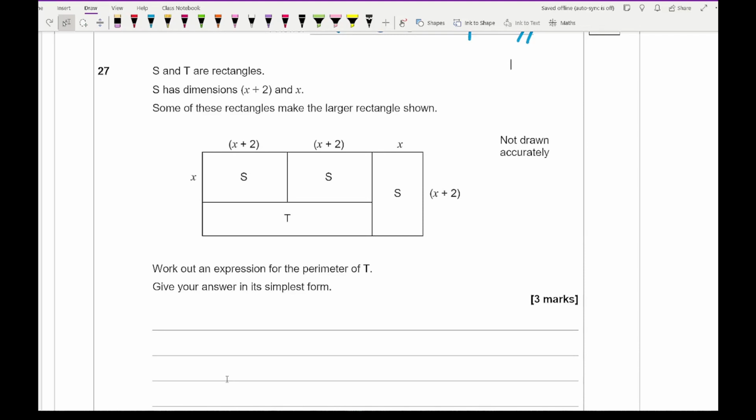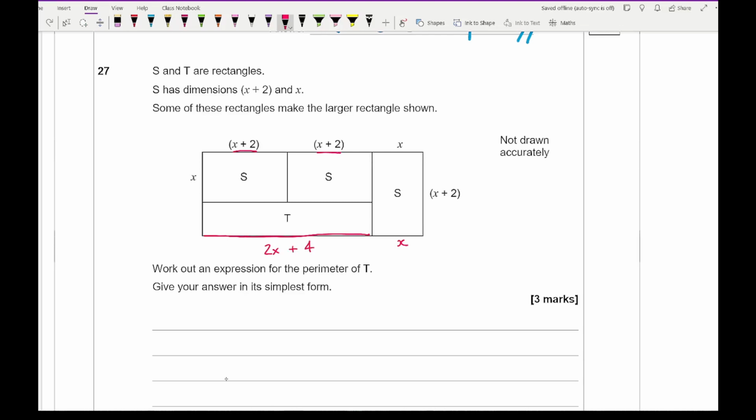Work out the expression for the perimeter of T. Give your answer in its simplest form. So for this, what we need to do is first of all label all the parts that we've got. So this side is going to be x. This side here is going to be the sum of these two things here. So we've got x plus x, which is 2x, and 2 plus 2, which is 4.